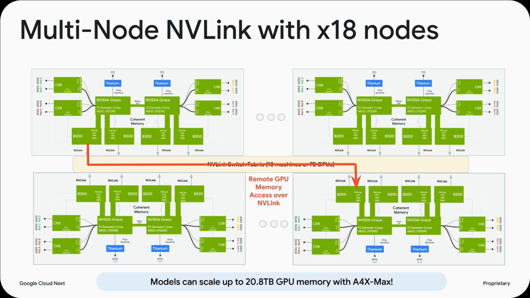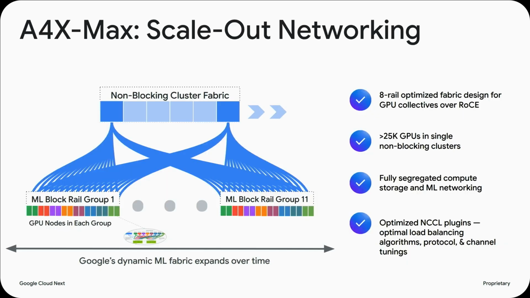Looking at scale out, we build a 3-tier fabric by connecting multiples of these racks together, and then connect them to our Jupiter optical circuit switch, and we build really large non-blocking clusters with rail optimization. This allows traffic to flow in a low latency manner from one GPU to the next. We also do a lot of optimizations as far as load balancing is concerned. We optimize GPU collectives, and we ensure that all traffic is segregated. GPU traffic shouldn't interfere with compute and storage. So we make sure that GPU collectives are as fast as possible.